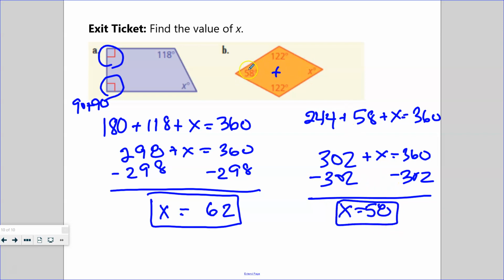You literally take your calculator and add this angle, plus this angle, plus this angle, plus this angle, because we now know this one is 58 degrees. And they should all equal 360. And if they do, give yourself a check. If not, go back to your work.